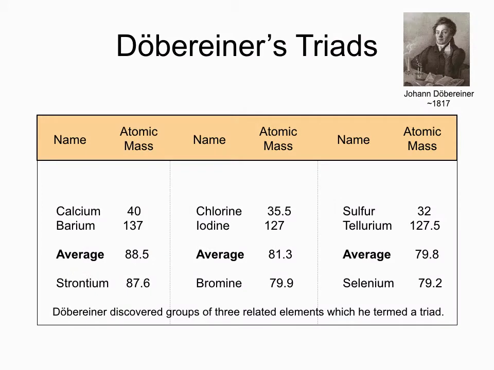Now, here are some examples of Döbereiner's atomic mass calculations. If you take calcium at 40, barium at 137, their average is 88.5. Well, strontium comes in at 87.6, pretty close. Chlorine, 35.5. Iodine, 127, the average is 81.3. Bromine comes at 79.9. Sulfur, 32. Tellurium, 127, the average is 79.8. And selenium is 79.2, pretty close.